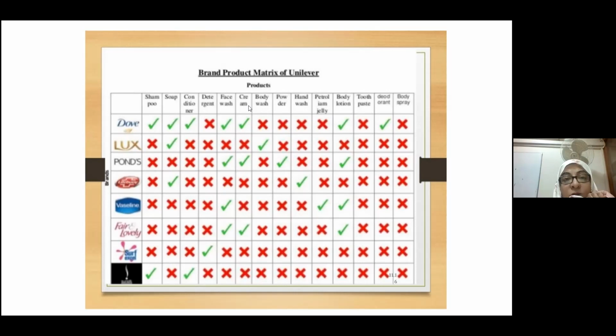So the columns are showing you the different categories under which Dove has extended. Unilever has extended its Dove brand into the shampoo, into the soap, into the conditioner, into the face wash, cream, and so on and so forth। ठीक है, जबकि अगर हम सर्फ एक्सेल को देखें तो it is present only in the detergent category and no other. And why now? Since I hope you have understood about the symbolic benefits, about the image, you can answer me that why isn't Surf Excel extended itself into the shampoo category?